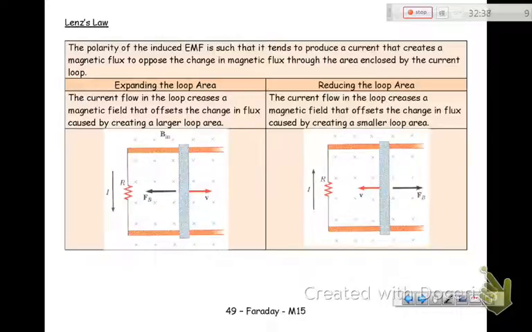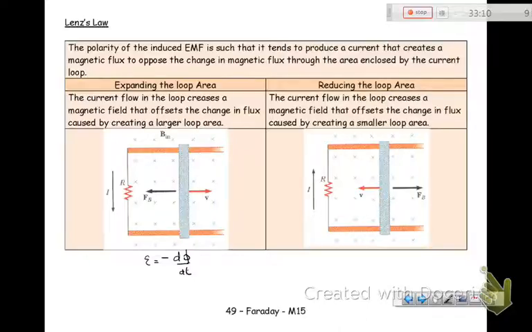So here's my rod, and here's my magnetic system. We say the current flow in the loop that we have just created by this motion sets up a magnetic field that offsets the change in the flux that caused the thing to start with. So let's think about it. Faraday's law says my EMF is equal to minus dΦ/dt. It's the flux that matters.